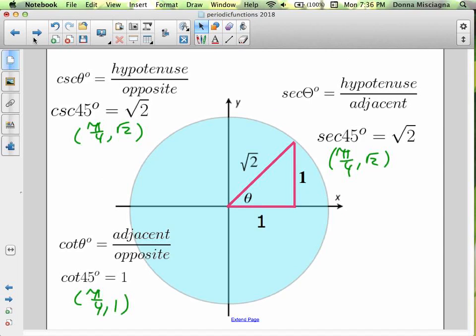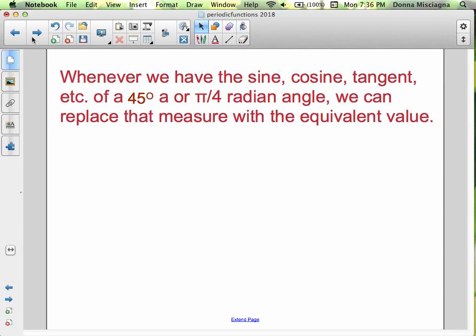Cosecant is hypotenuse over opposite, so that's going to be square root of 2 over 1, or just square root of 2. Pi/4, square root of 2 is a point on the cosecant graph. It's also a point on the secant graph, because it has the same opposite and adjacent side. And pi/4, 1 is a point on the cotangent graph. So whenever we have the sine, cosine, tangent, etc. of a 45-degree or a pi/4 radian angle, we can replace that measure with the equivalent value.